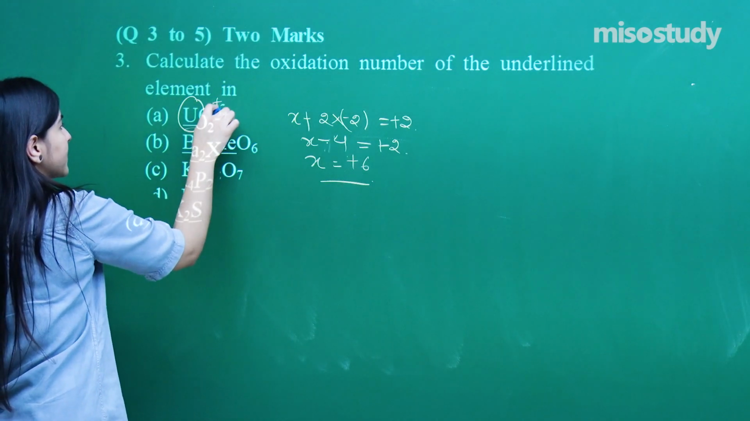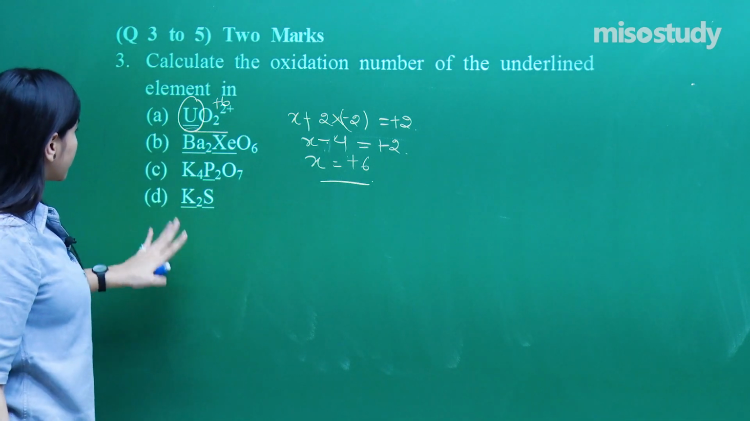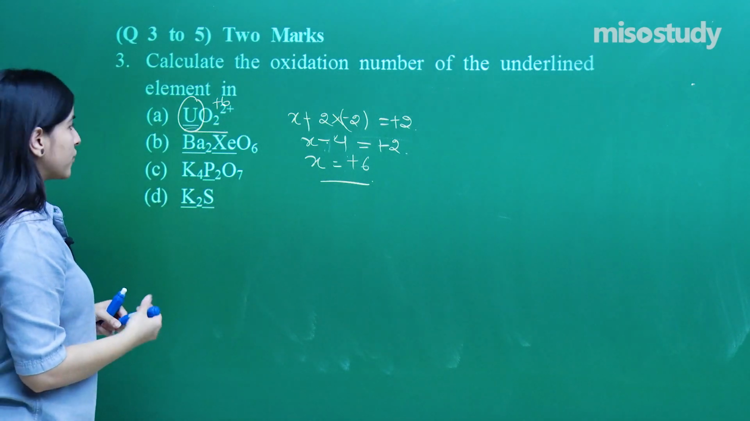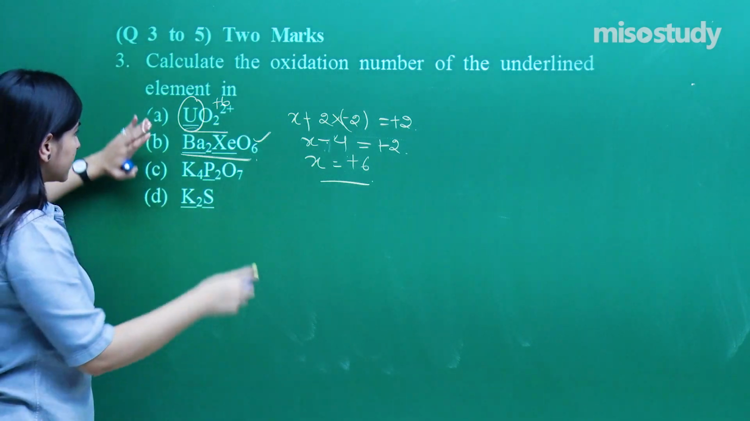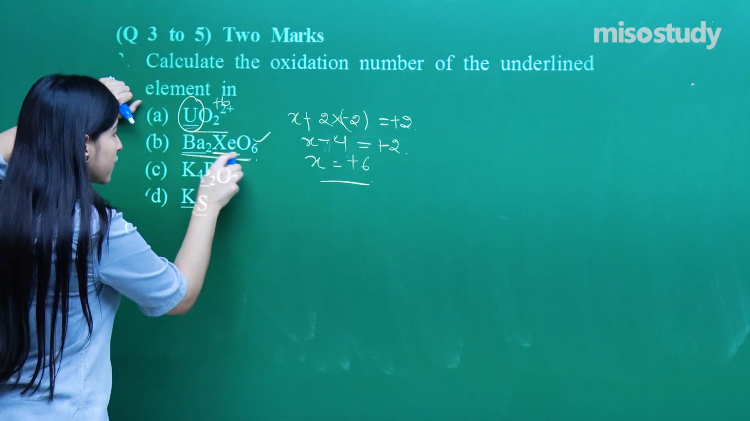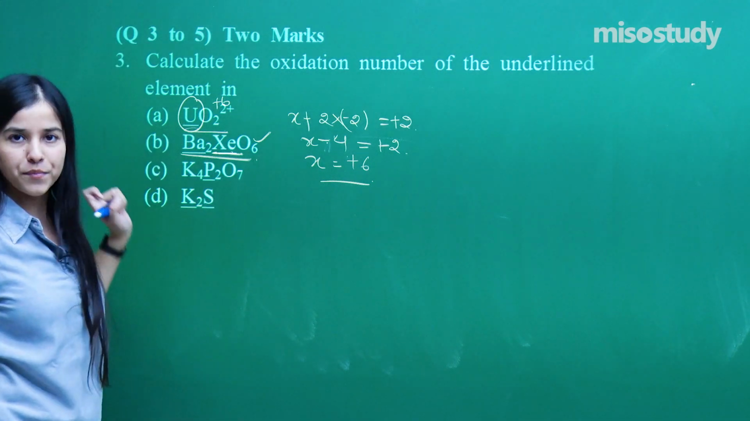Uranium has got plus 6, okay. Now out of the 3, let us just pick up which one? Which one do you want? I am picking up this one, and just correct it over here, we need to find out the xenon oxidation state, not of the barium.